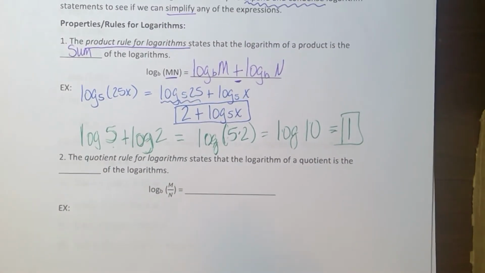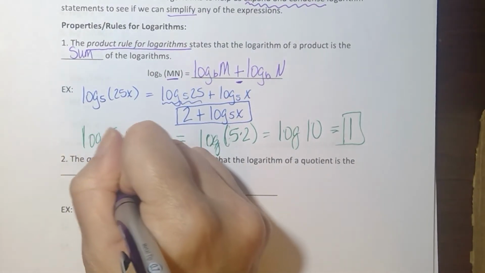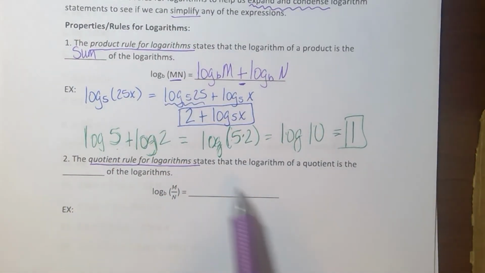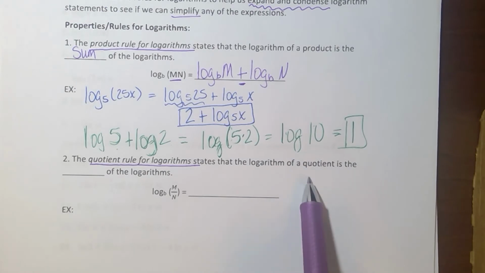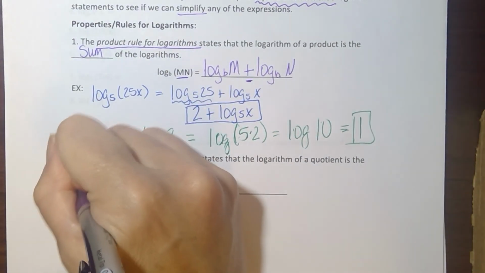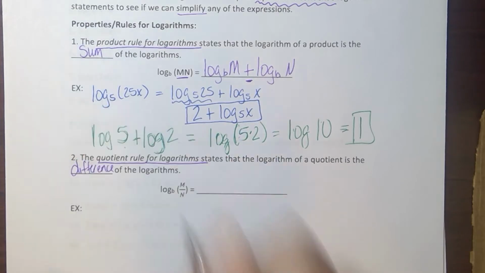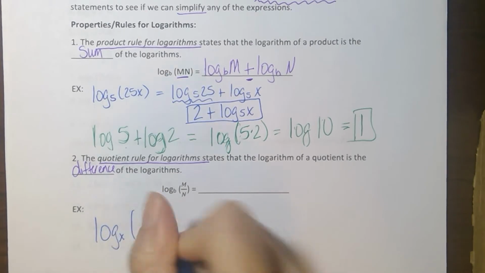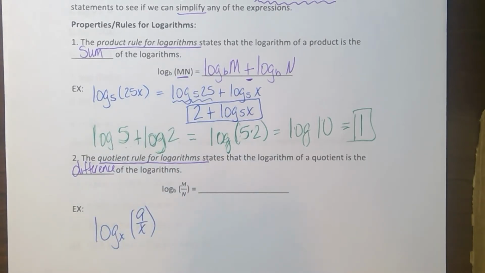Let's look at the quotient rule for logarithms. Quotient rule is going to talk about division. So the logarithm of a quotient, the answer to a division problem, is equal to the difference, the answer to a subtraction problem, of the two logarithms. So again, division and subtraction pair because division is just repeated subtraction. All right, let's do an example. Let's do log base x of, and then my argument is 9 over x, 9 divided by x.